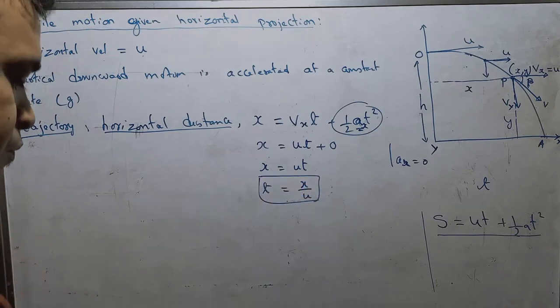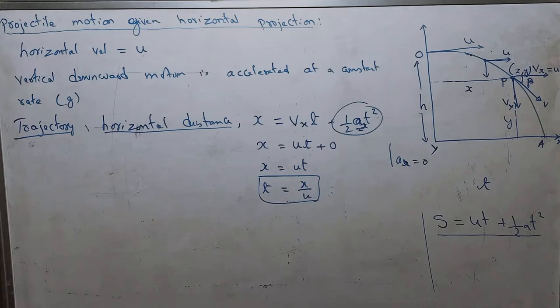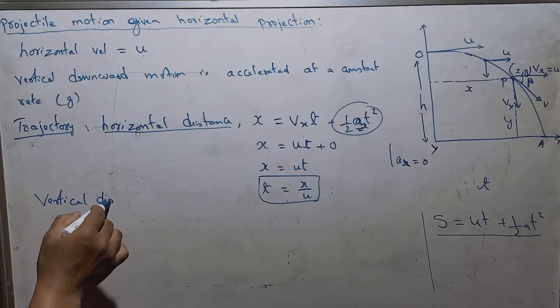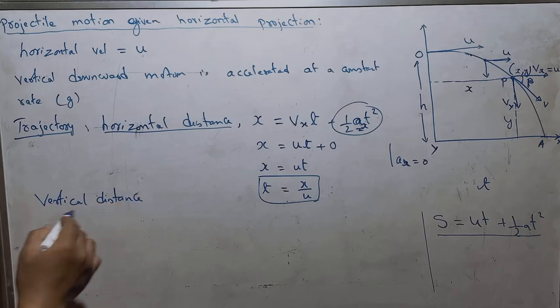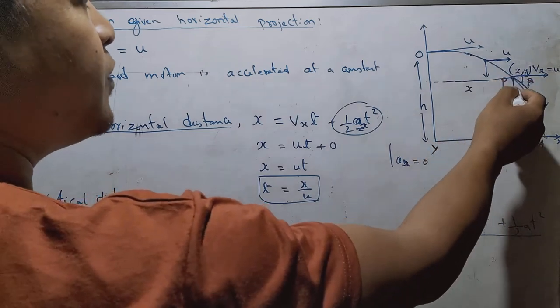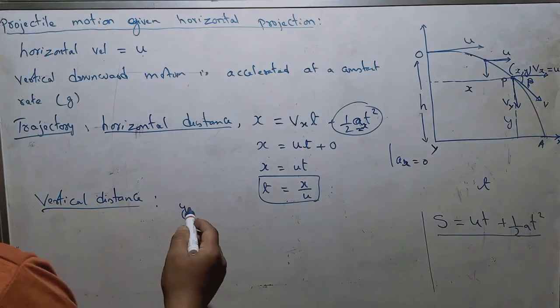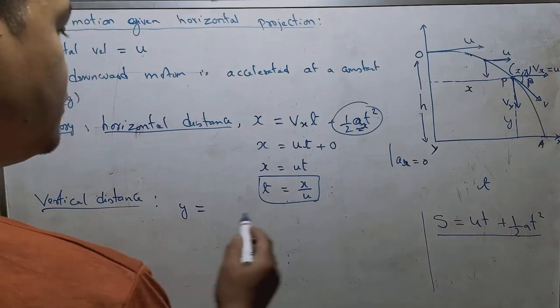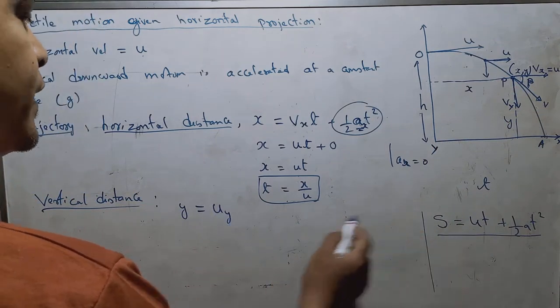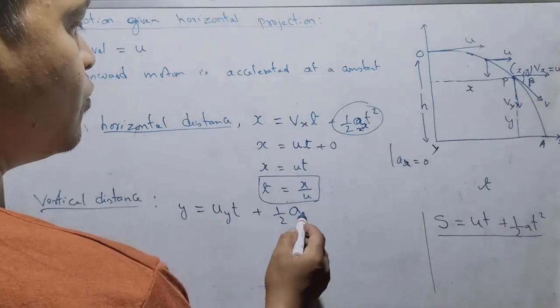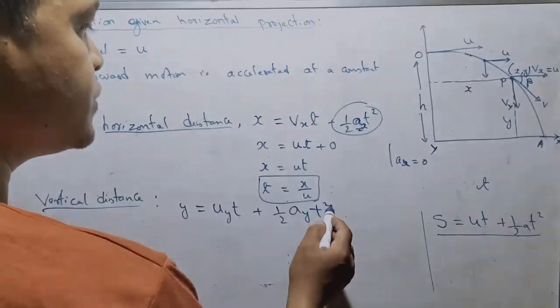Okay. Next, along vertical distance, I mean, for the vertical distance at a point P, what is the distance at a point P? The vertical distance at a point P is equal to y. Instead of s, we write y. And instead of u, I can say uy. And then t plus half ay and then t square.